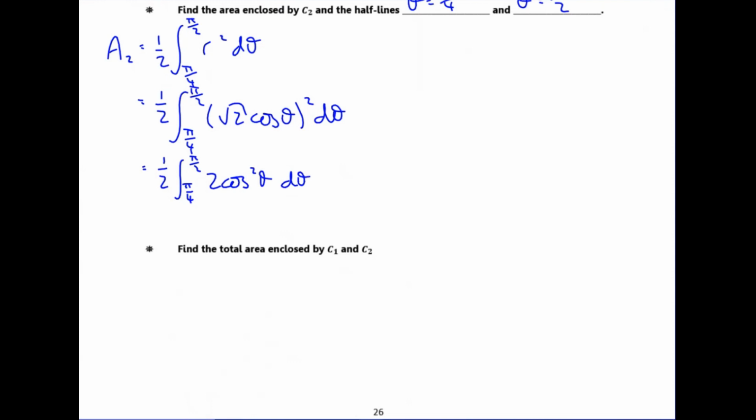And again, using your double angle formula identity, cos 2 theta is 2 cos squared theta minus 1. You can just substitute in that 2 cos squared theta is cos 2 theta plus 1. Integrating this again, cos 2 theta integrates to sine 2 theta, and you divide by the 2. 1 integrates to theta. And you've got your limits pi over 2 and pi over 4 this time.